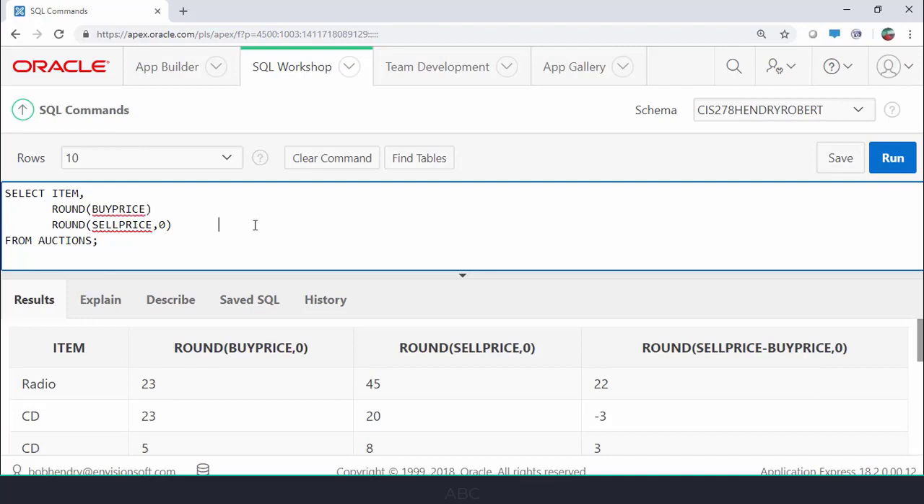So rather than round, what we can do is use the average function. So we'll do AVG, the average buy price and the average sell price. So select item, average buy price. You know, I don't even need to see item. How about this? I just want to see the average buy price and the average sell price. This should do it for us.